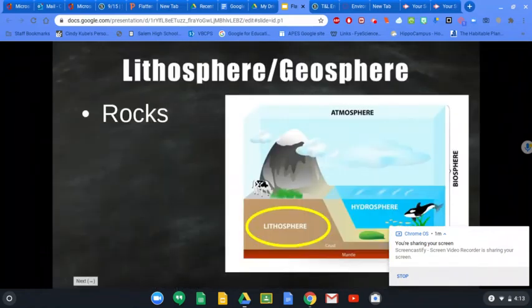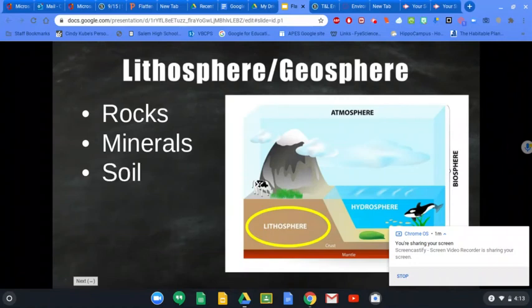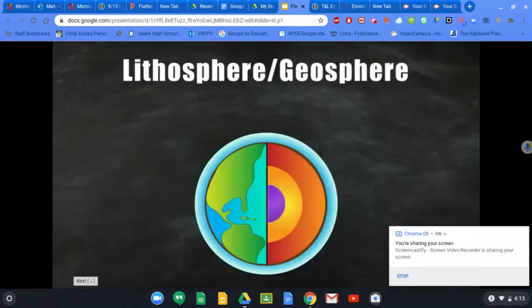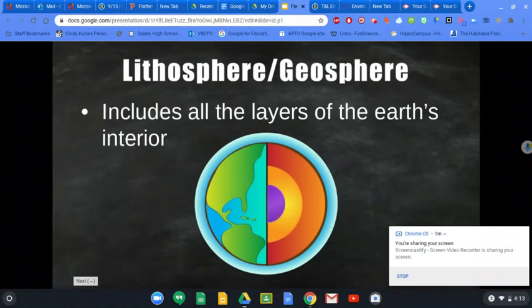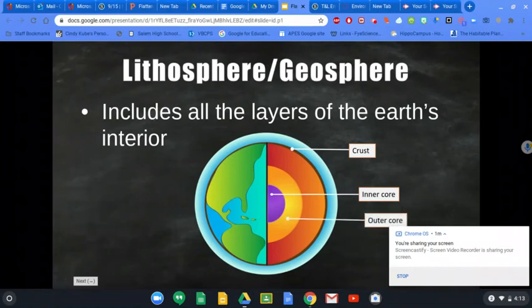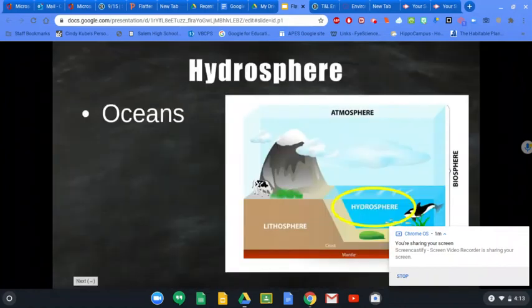And here we go. So the lithosphere, the ground that we walk on, including, of course, rocks and minerals and soil, includes all the layers of the Earth, from the crust to the outer and inner core. The mantle is floating there between the crust and the core. A lot of interactions happening between the geosphere and the hydrosphere.